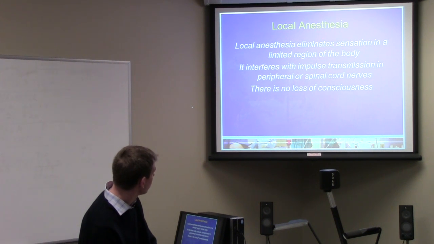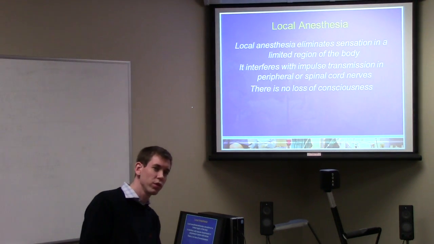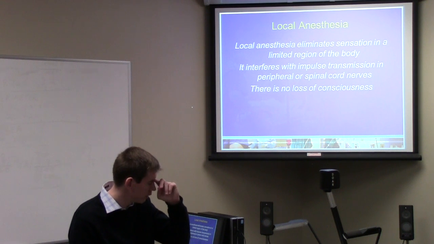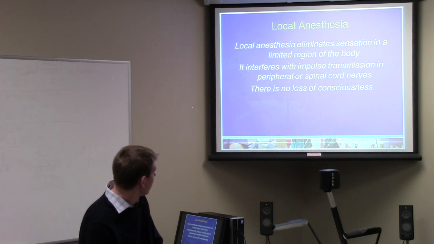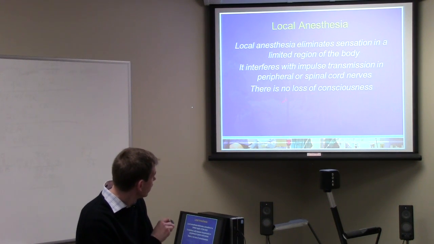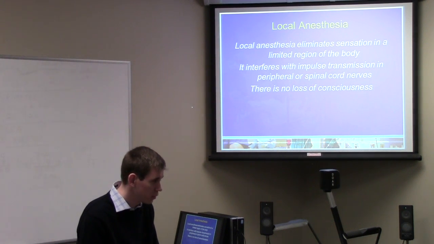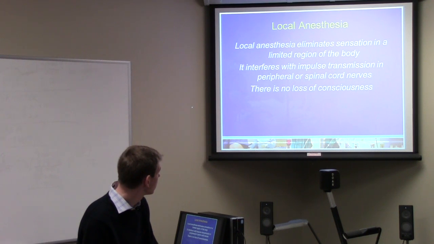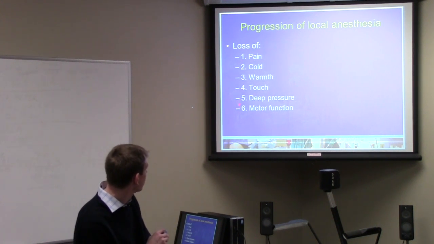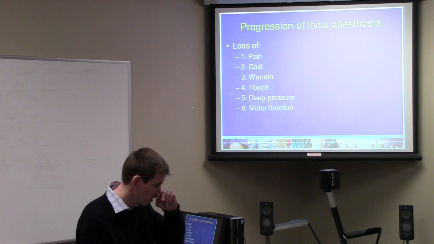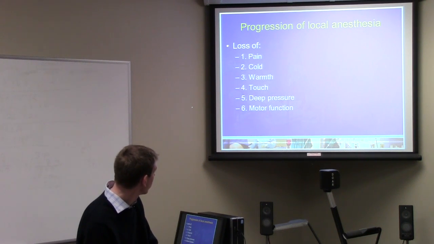Now we'll talk very quickly about local. This is going to be either to a region of the body or to just one area, like with sutures, if patients cut their finger or something, you're just numbing that one area. But the big thing here is the patient is still awake. There's no loss of consciousness. The patient is still awake. And here's the progression of what happens with local. I've already gone over that on Monday, so I'm not going over that again, but it's self-explanatory. We start with pain and we work down.